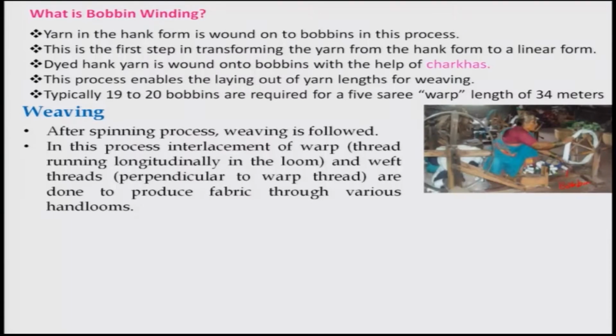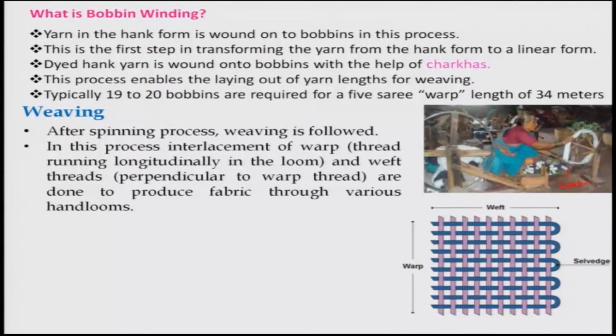Weaving follows the spinning process. The spinning has to be done first, and weaving is the interlacement of warp and weft. Warp is a thread running longitudinally in the loom; this is your warp, and this blue one is your weft, which is perpendicular to the warp thread, and they are to be interlaced properly so that you get a cloth. The warp we call tana in Hindi and the weft is bana, tana bana, right. In other languages it will be different, but generally we use that, and this has to be done by hand. Therefore, we call it handloom.